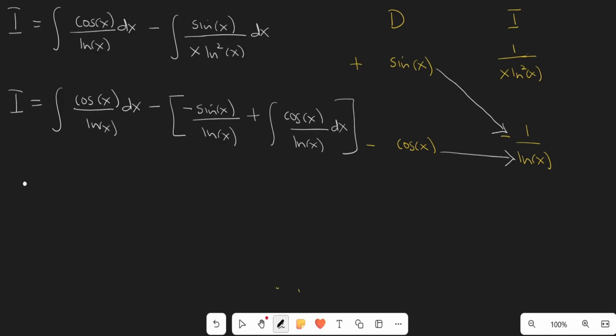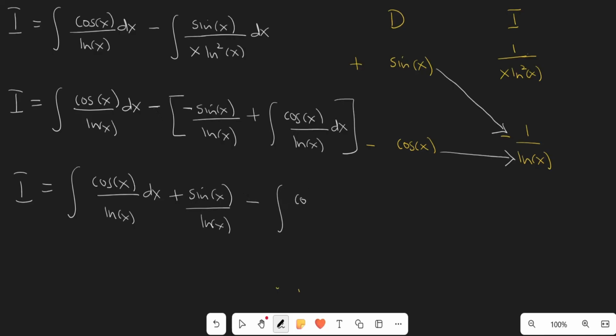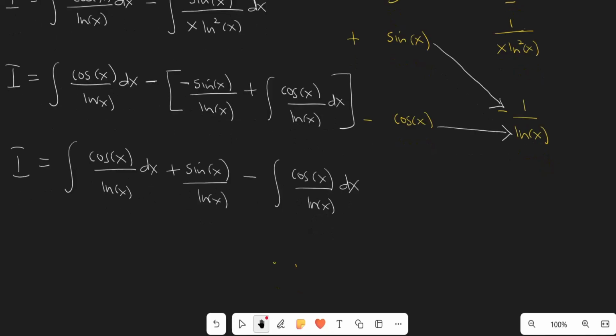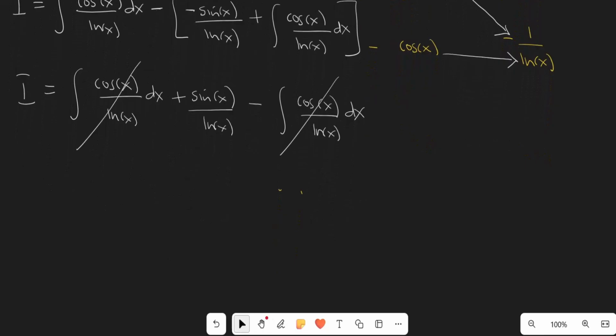This is using integration by parts for the second one. So this is the integral of cosine of x all over ln of x dx. So plus, this minus and this minus becomes plus, and then we have sine of x over ln of x. Then minus and positive becomes negative, the integral of cosine of x all over ln of x dx. This one cancels this because they are the same. One is positive and one is negative. So your integral is just left with sine of x over ln of x plus C. That is the value of this integral.